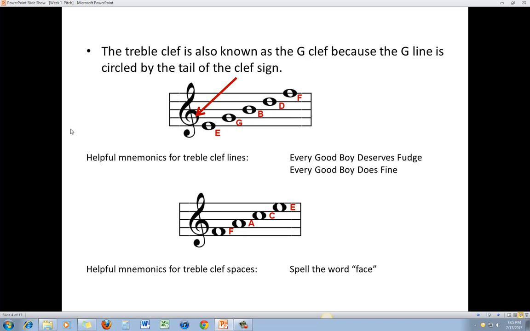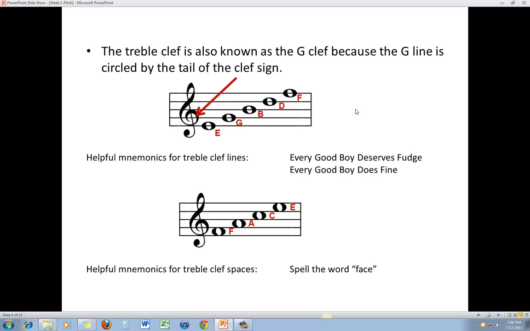So we'll start first by looking at the treble clef. The treble clef sign is commonly known as the G clef. That is because this curly end, the curly tail of the clef, circles the G line. So that's one landmark, as it were, to help you know what note is what. So we have E, G, B, D, and F as the names of the notes when placed on the treble clef lines.